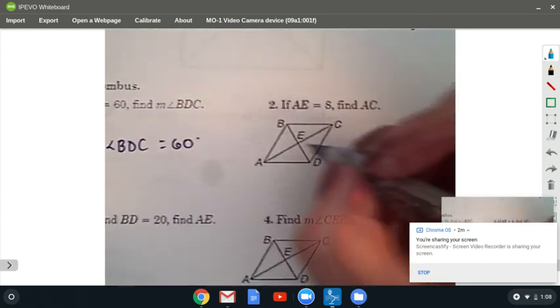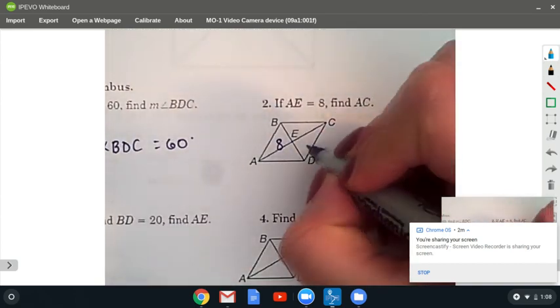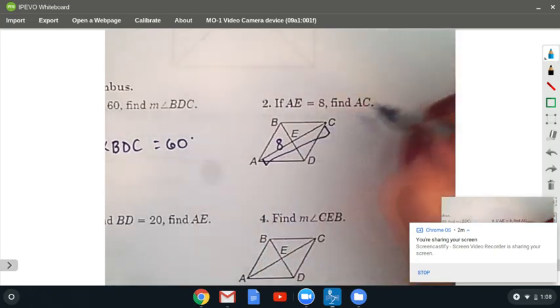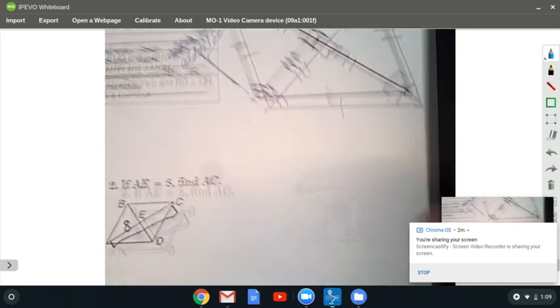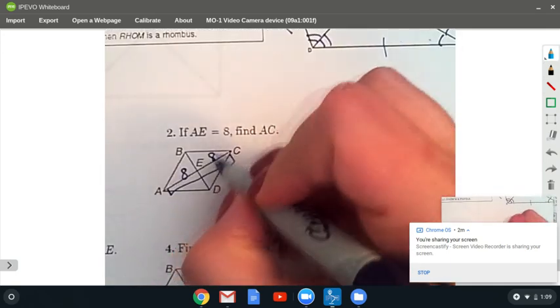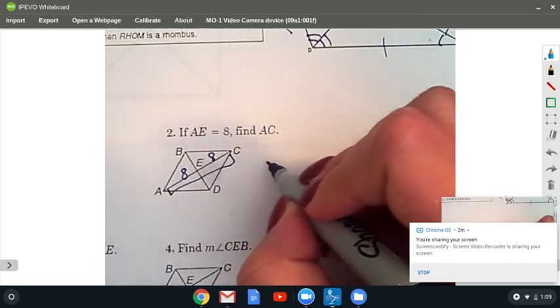Over here, they're saying AE is 8. Find AC, the whole thing. Well, based on this picture, these should be congruent. So if that's 8, then this is 8. The whole thing would be 8 and 8, which is 16.